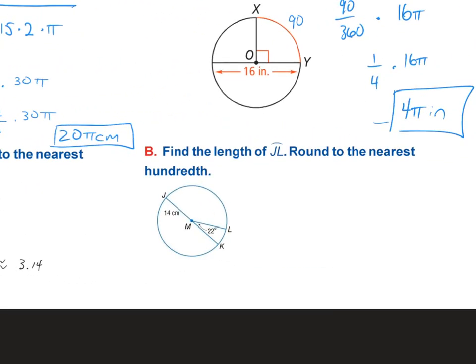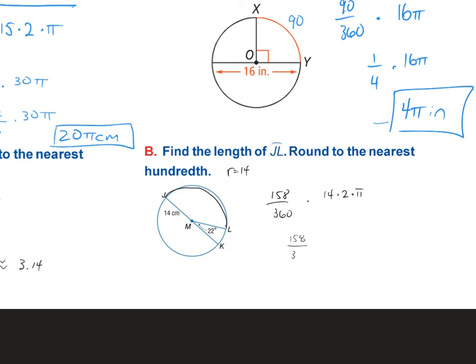And lastly, I need to find the length of arc JL. So J to L, because it's 2 letters, I'm going to use the smallest or the shortest distance. 180 minus 22 is 158. So I'm going to do 158 over 360 times 14 times 2 times pi. Again, r is equal to 14 here.